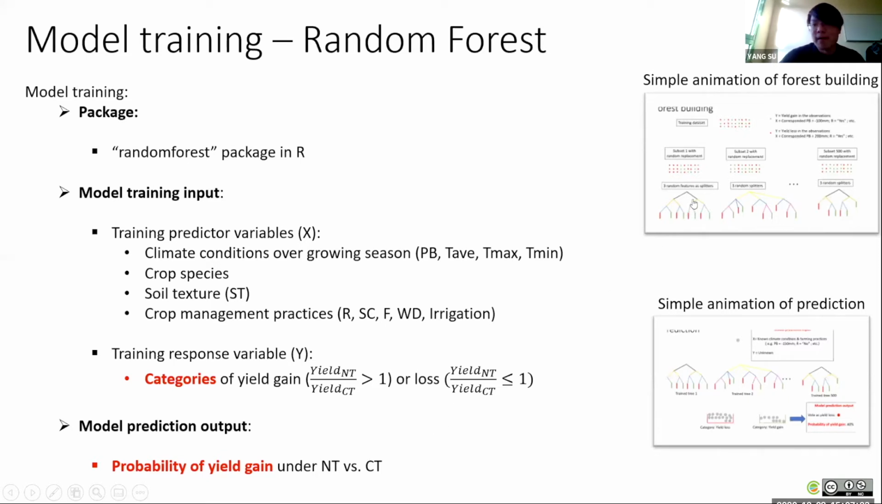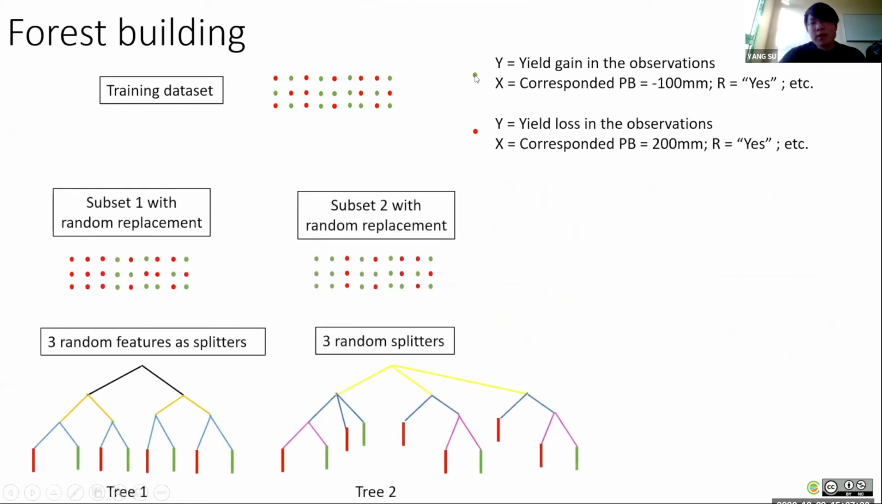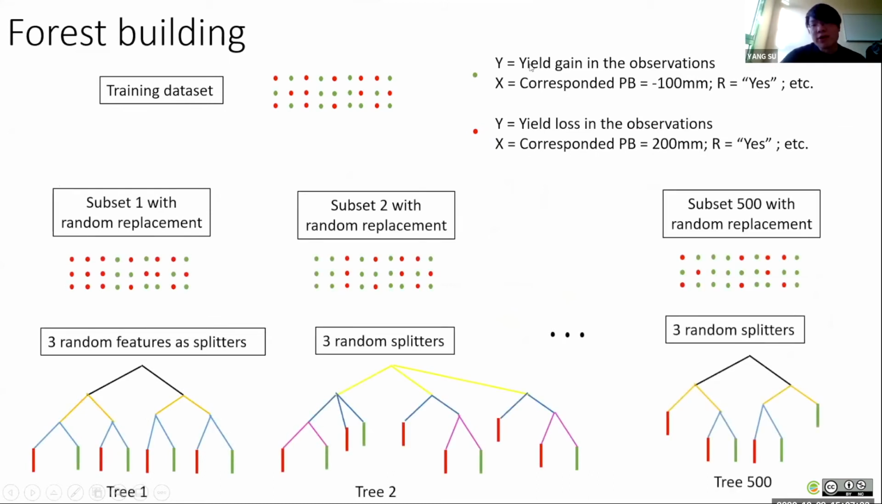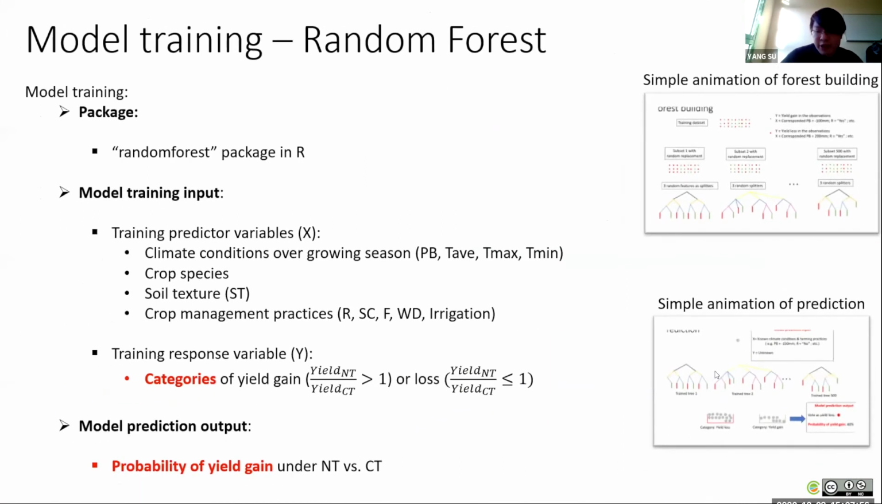So here is a simple animation of forest building. The green points indicate the observations of yield gain, and X is the corresponding climate conditions and the crop management practices. And basically in this stage, we trained the 500 trees with the random subset and the random splitters. And then we go to prediction.